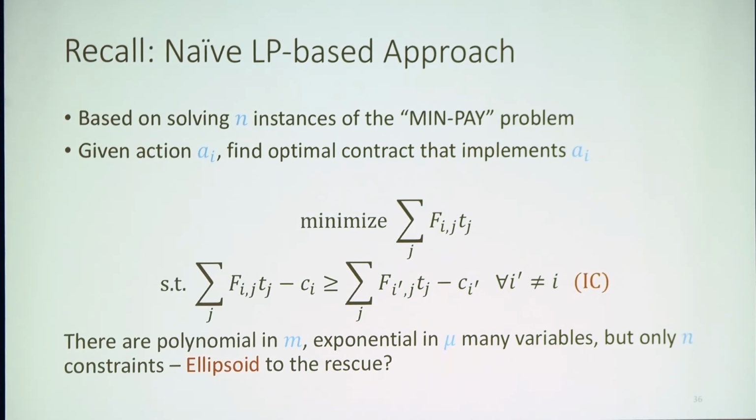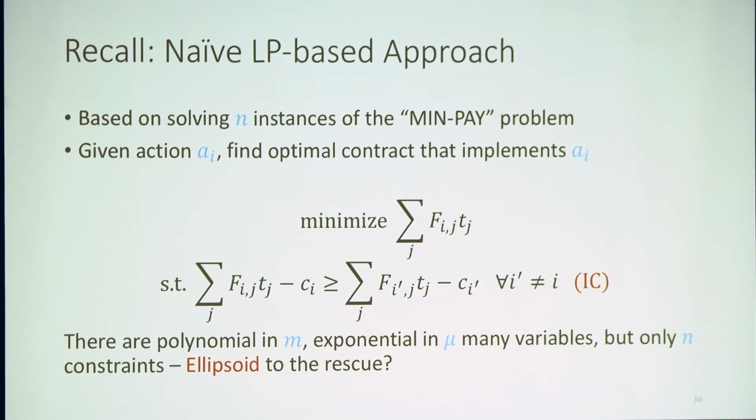Okay, recall. Because we're just 5 to 7 minutes from the end, I want to give you very briefly the idea. Again, LP intuition will help here. Of course, we could just solve n instances of the min-pay problem. That was the naive approach to the optimal design problem. Given an action i, we could try to find the minimum payment at which this action is implemented. So minimize the expected payment subject to the incentive constraint that this action is preferred over any other action. But now there are polynomial in M, so exponential in mu, many variables, and only n constraints.